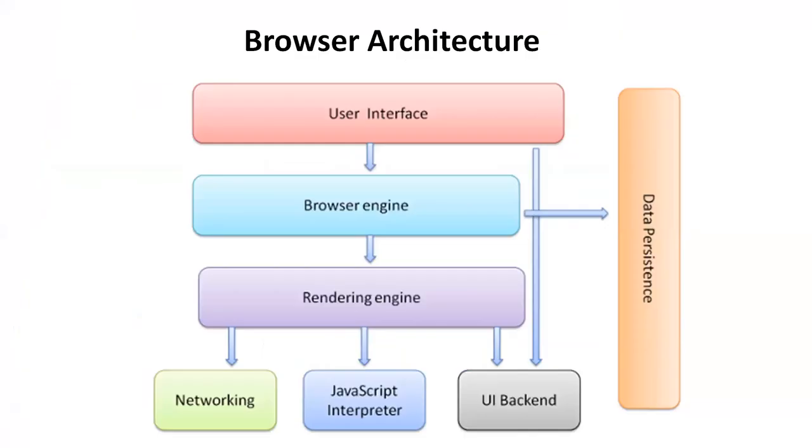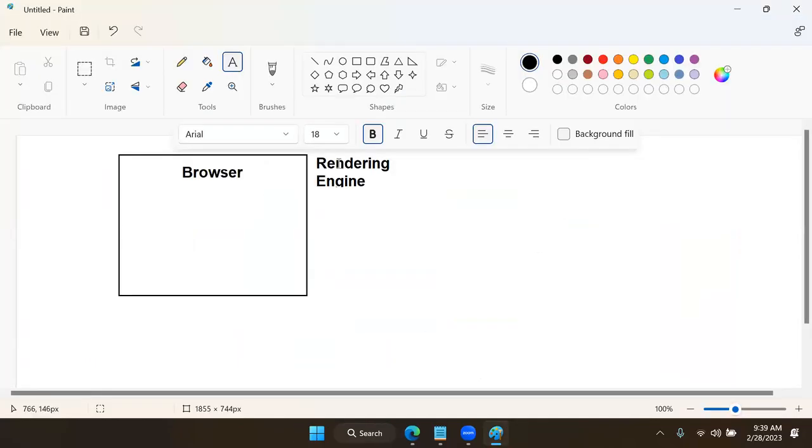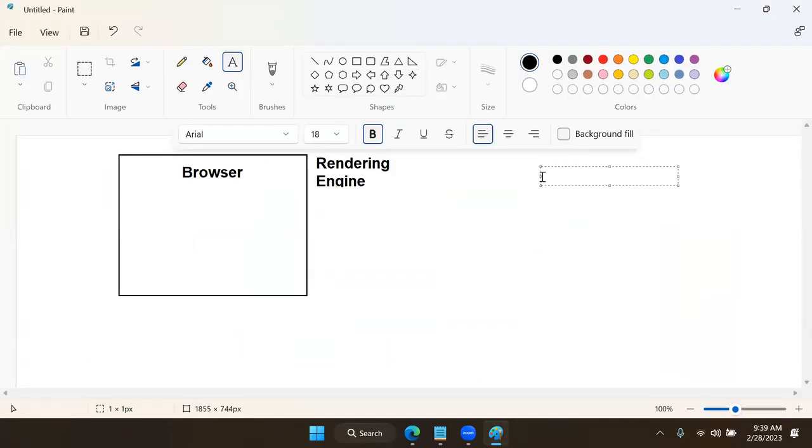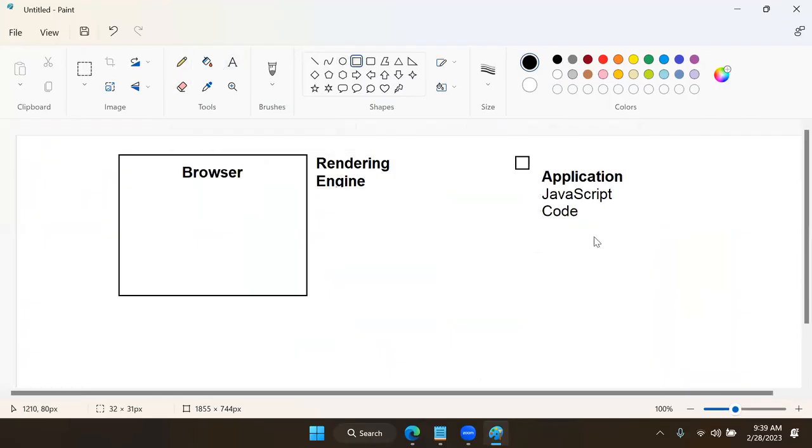Now, this is the browser architecture, generally how a browser works. We will have a browser engine and a rendering engine. Technically, when you are using a browser and the browser has an engine, we developed an application in which we are using some JavaScript. We are writing some JavaScript code. Our target is that this JavaScript code should run on the browser.